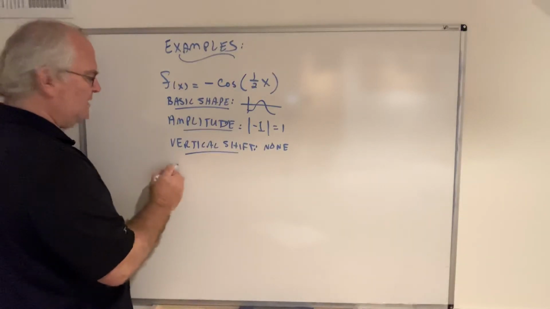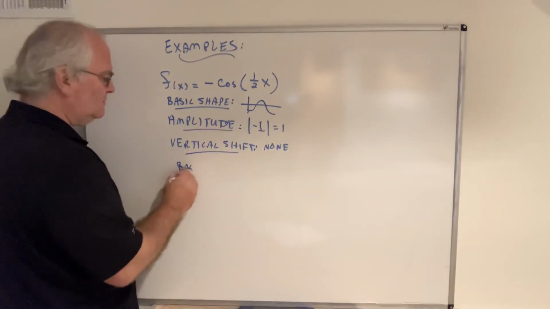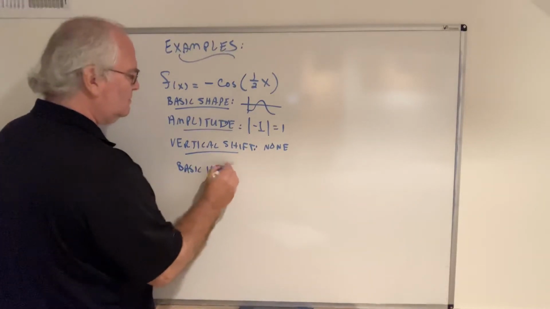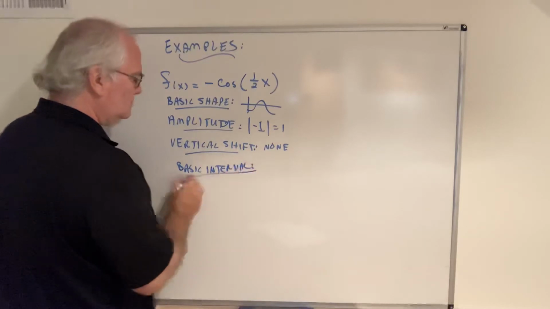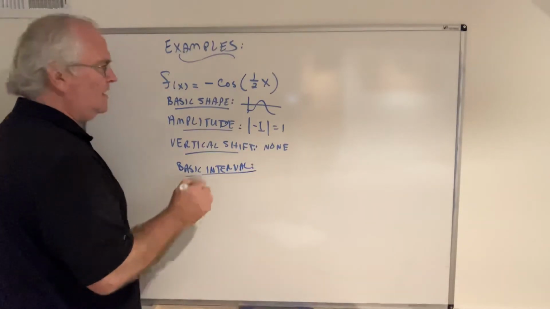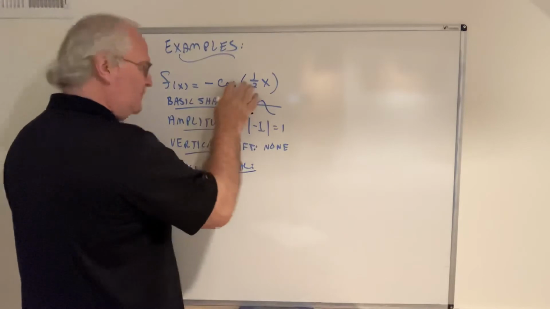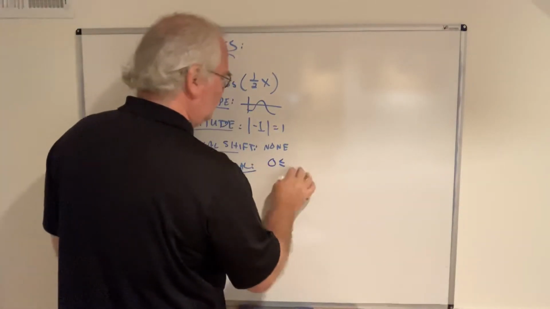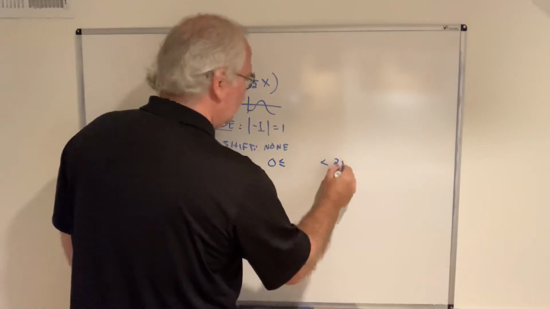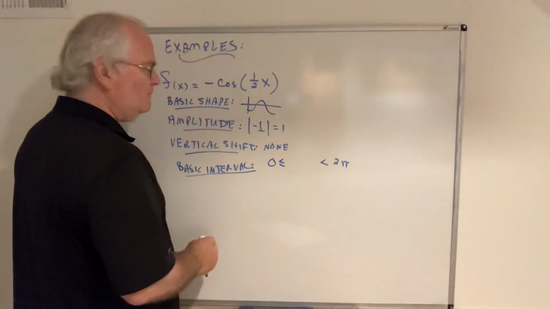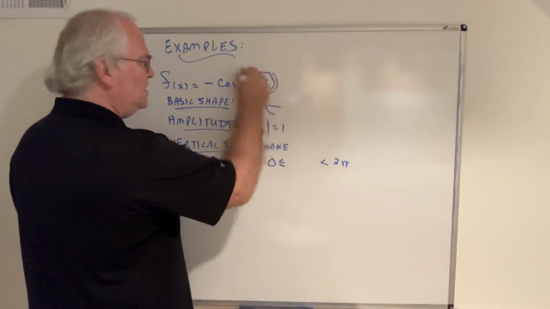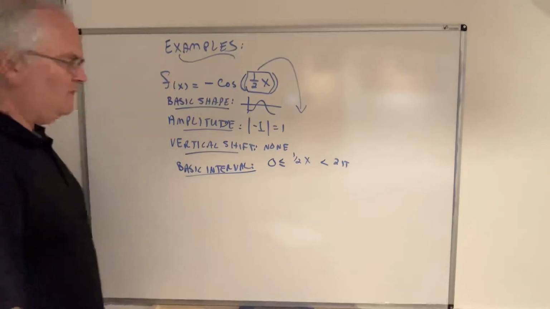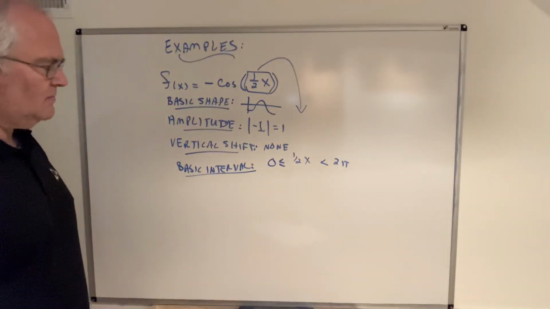And then we have the standard interval, or the basic interval. The basic interval for sine and cosine both start out at 0 less than or equal to, leave it blank, less than 2 pi. And in between, you put whatever is in the parenthesis. So this is 1/2 x. Solve for x in the middle.